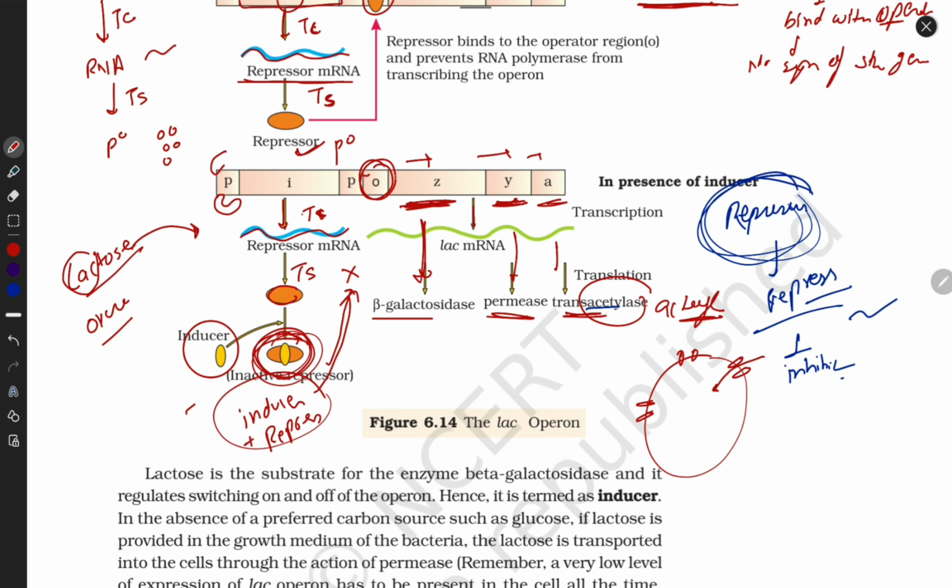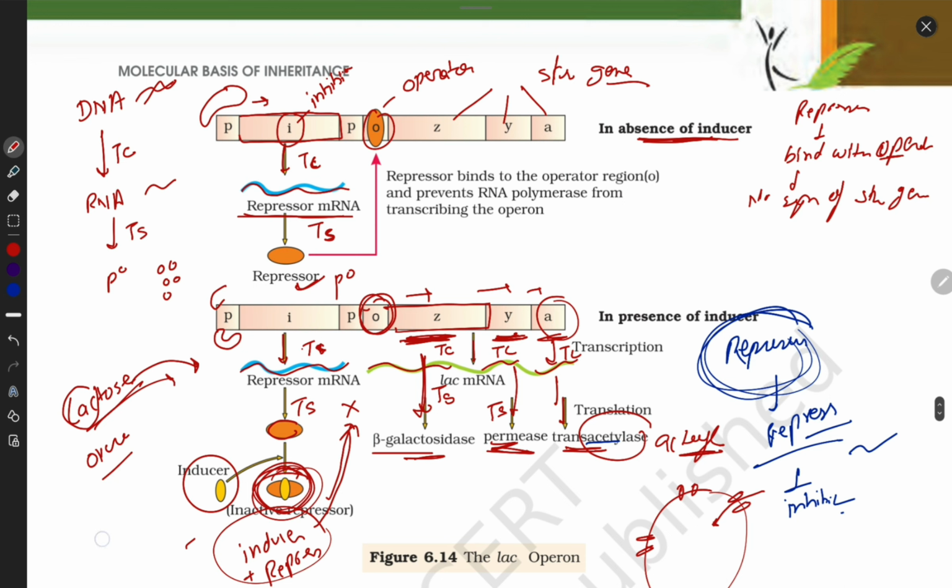First they will perform transcription. With the help of transcription they make mRNA, and with the help of translation they make protein. With the help of transcription they make mRNA of the A gene and then further protein. Okay, if you provide lactose, then this operon becomes active. If you don't provide lactose to bacteria, this operon will be reduced, it can't be active.